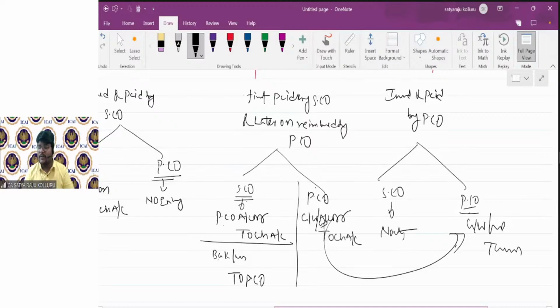Incurred and paid by the purchasing company: in the books of the selling company, no entry. In the books of the purchasing company, the same entry should be continued, that is, goodwill or capital reserve to cash.